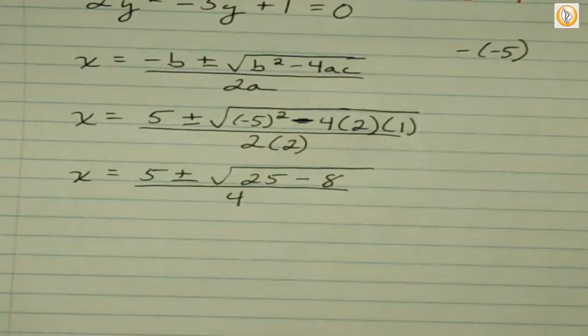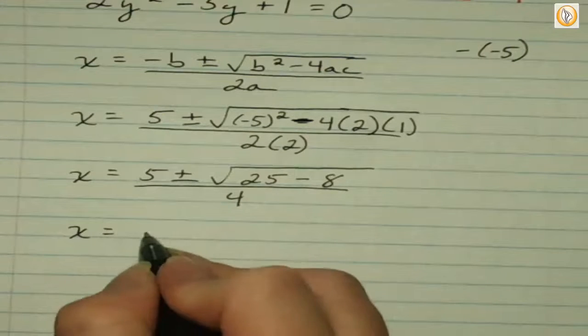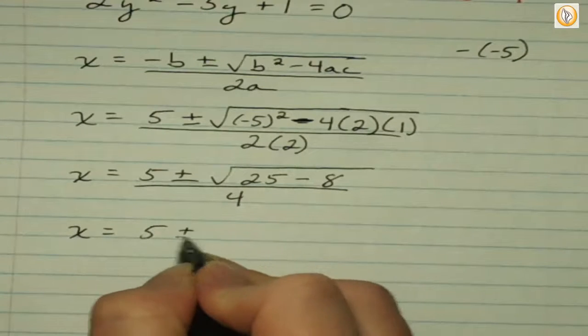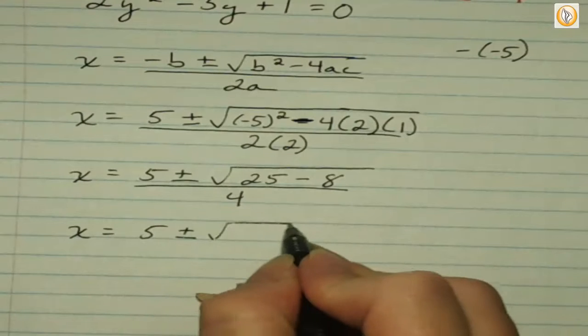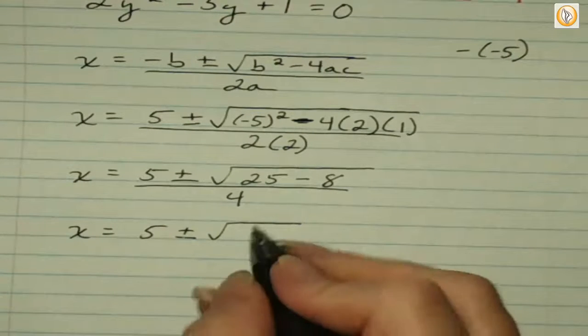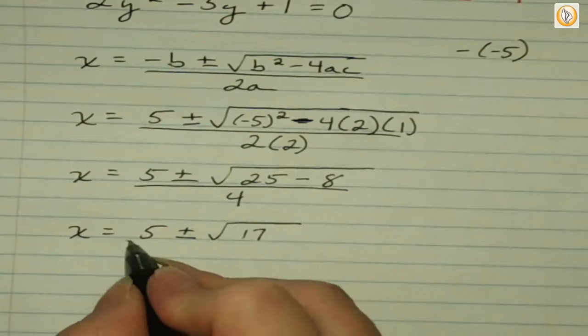I'm trying to write that down. All right, Michaela. What is 25 minus 8? 17.